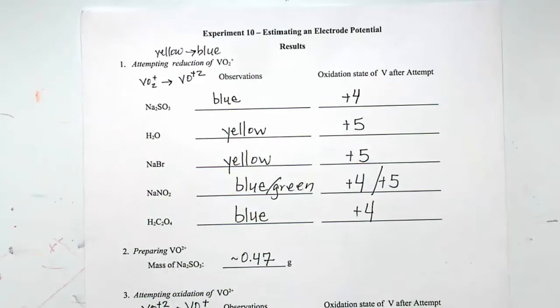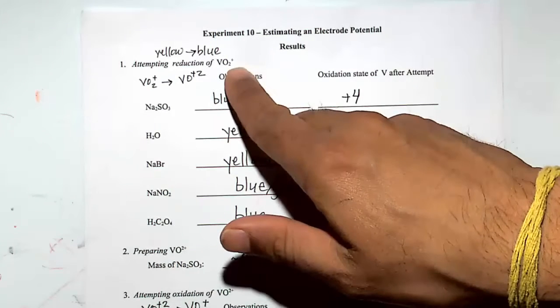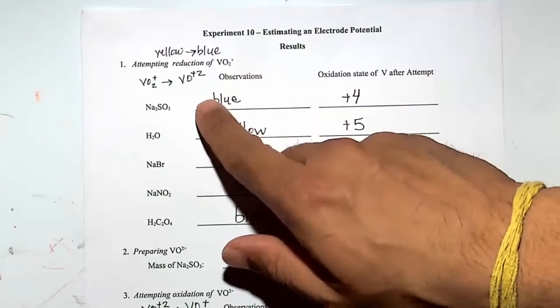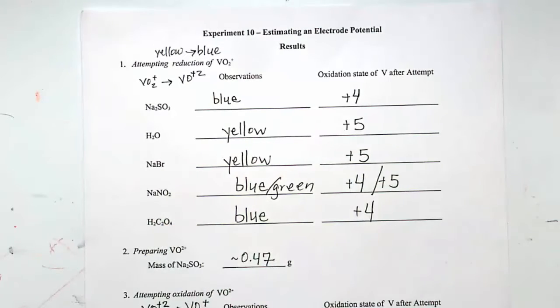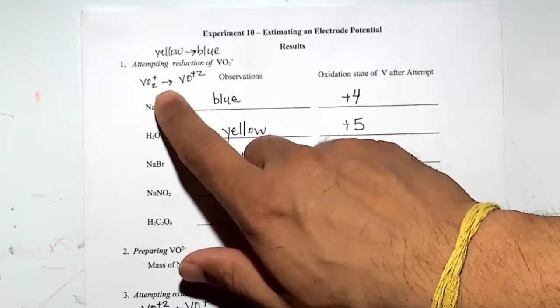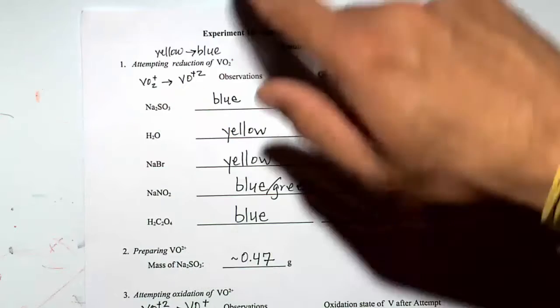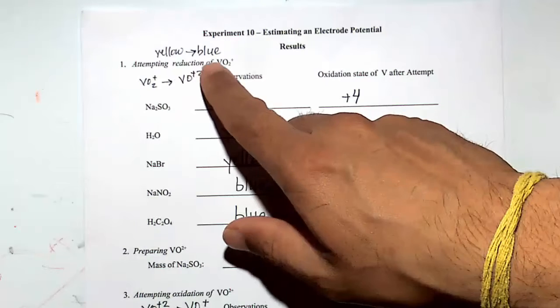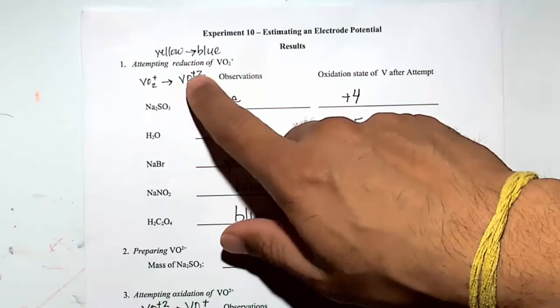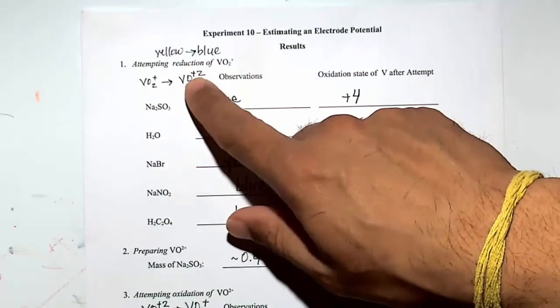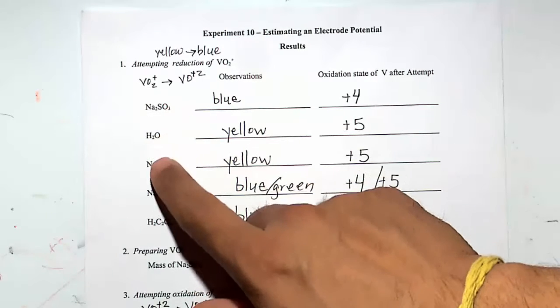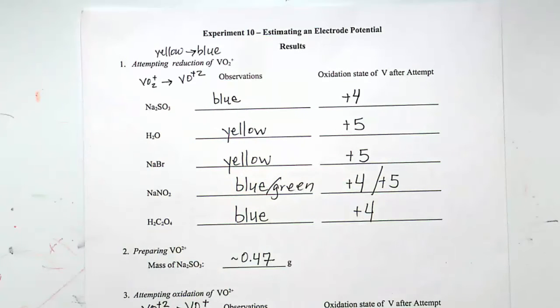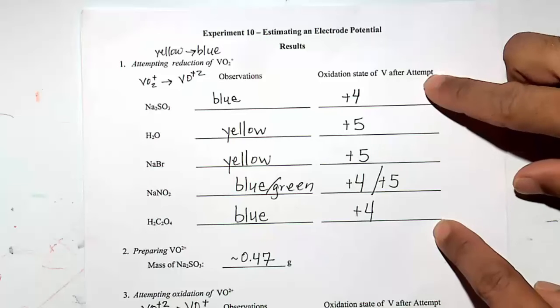So the first step, what we wanted to do was take VO2+ and see which one of these 5 reagents will reduce this. When it gets reduced, the product will be VO2+, and that means it will turn from a yellow color to a blue color. When that gets reduced, these reagents, if the reaction were to happen, would get oxidized. So right here we're looking for a yellow to blue transition, and really we had 2 of them.